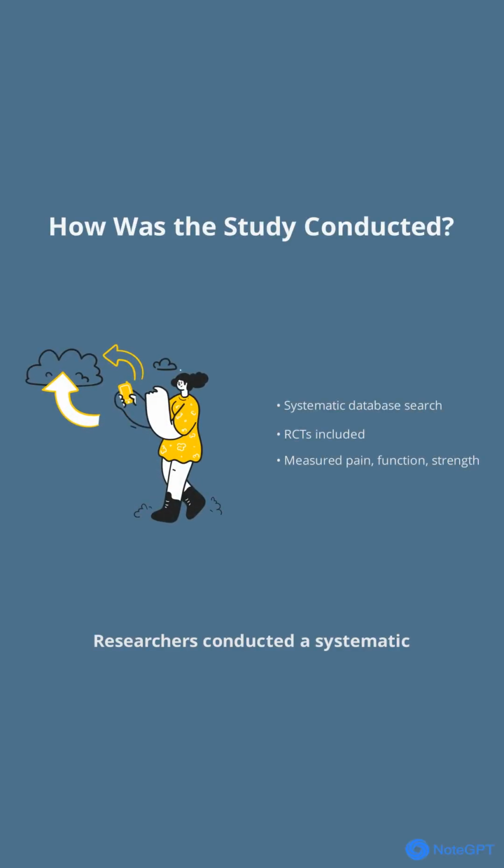Researchers conducted a systematic search of major medical databases, including PubMed, Cochrane Library, and others, up to September 2023. They included randomized controlled trials that compared the three types of resistance training with each other or with standard rehabilitation therapies. The main outcomes measured were pain using the visual analog scale, function using the WOMAC index, and knee extension strength. This rigorous approach ensured that the findings would be both comprehensive and reliable.